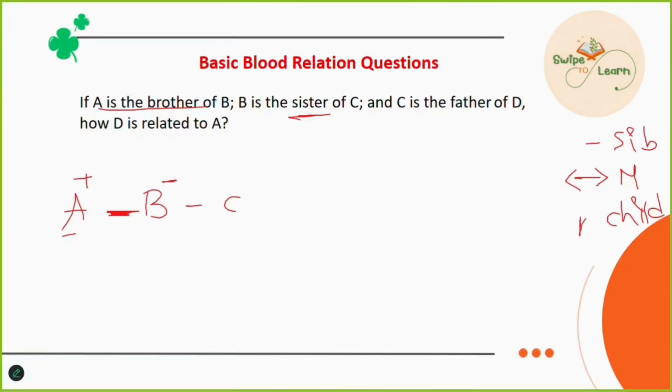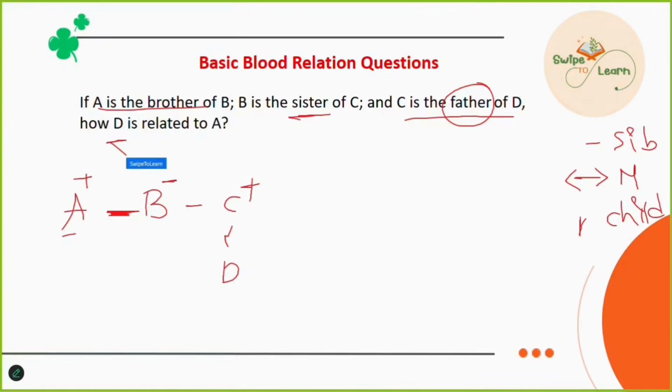And C is the father of D. Okay, we don't know the gender of C, but C is having a child. But see, C is a father. That means that C is a male person. So we just got gender of C. C is the male, and this person is the father of D. Father means that should be in the upper generation.